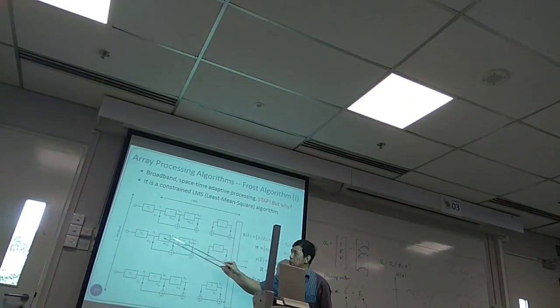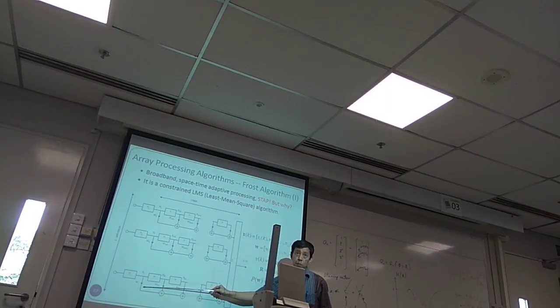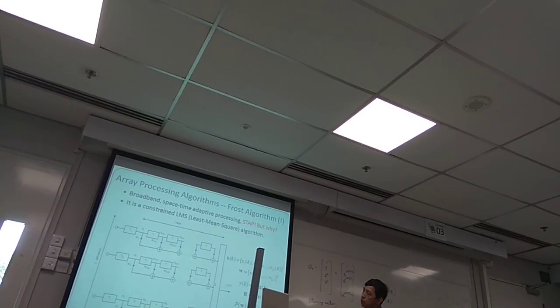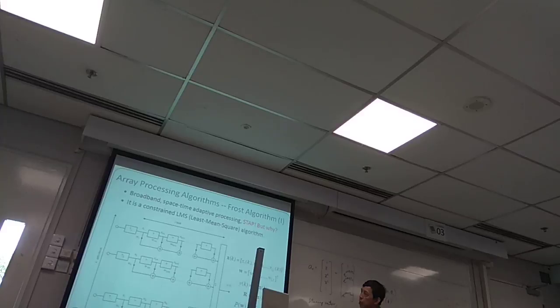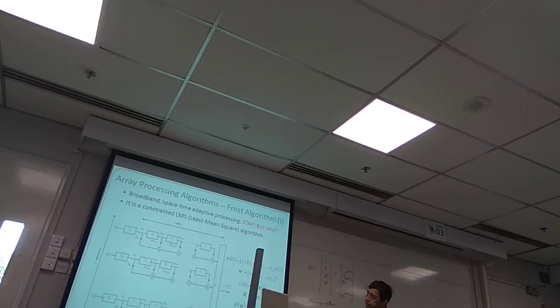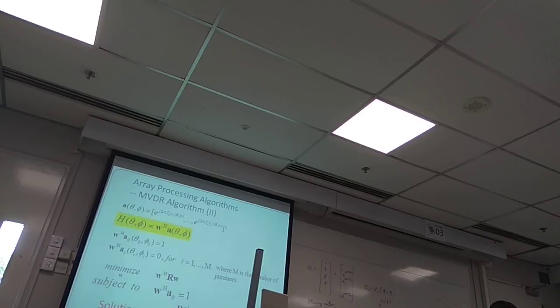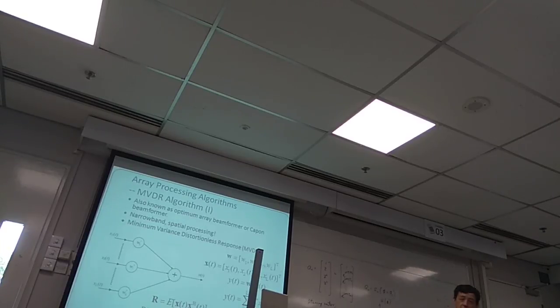These filter coefficients may be real numbers, may be complex numbers. Either case is possible. Now in the case of MVDR, you notice that we need to form the so-called covariance matrix. Here the covariance matrix is formed by taking the expected value of the cross product of the snapshot.